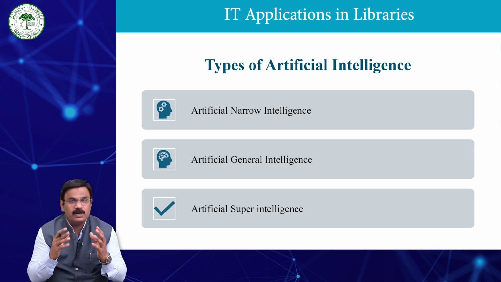The second type of AI is artificial general intelligence. It is known as strong AI. It refers to AI systems with human-like cognitive abilities. These systems can understand, learn, and apply knowledge across a wide range of tasks and domains without needing task-specific programming.